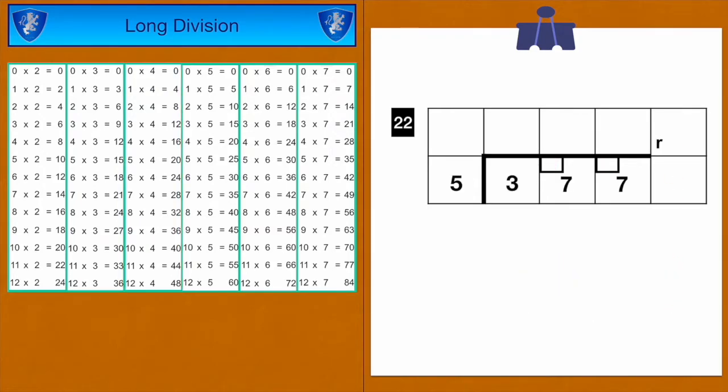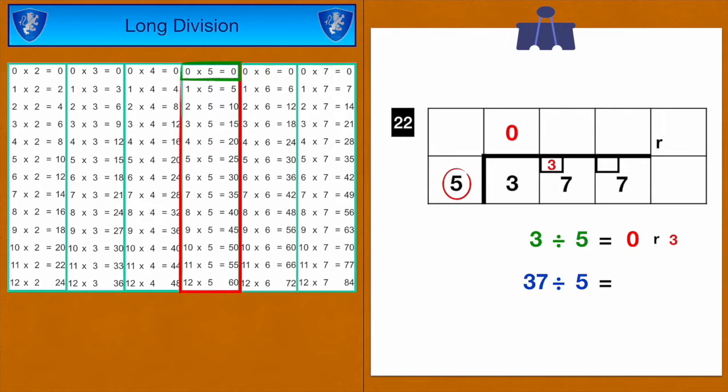Question number 22. It's your 5 times table now. 3 divided by 5 goes 0 times with a remainder of 3, making your second number 37. So 37 divided by 5 goes in 7 times. 7 times 5 is 35 with a remainder of 2. Your third step is the number 27 now, divided by 5. Goes in 5 times because 5 times 5 is 25 with a remainder of 2.